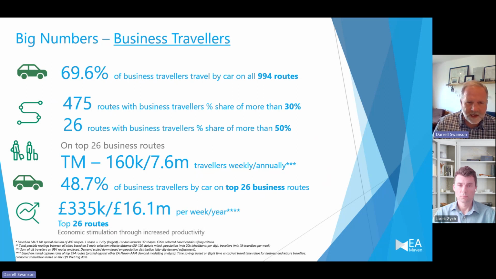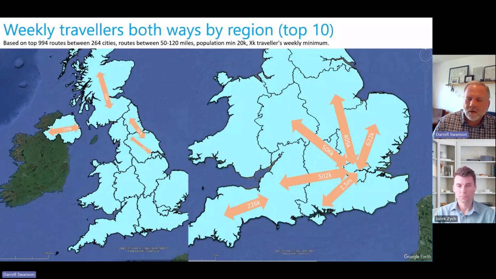We've taken that economic stimulation analysis. So again, those top 26 routes could be putting in £335,000 a week, or about 16 million pounds per annum in terms of economic stimulation. So a few maps here. What we're seeing is the weekly travelers both ways by region. So this is the top 10.